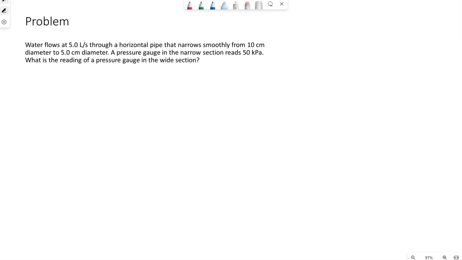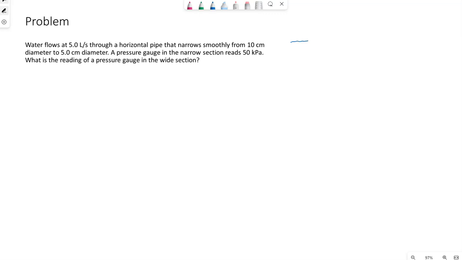So we have water flowing at 5 liters per second through a horizontal pipe that narrows smoothly from 10 centimeter diameter to 5 centimeter diameter. A pressure gauge in the narrow section reads 50 kilopascals. What is the reading of a pressure gauge in the wide section?